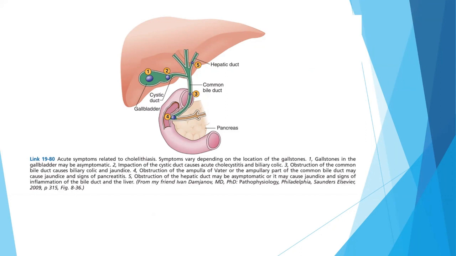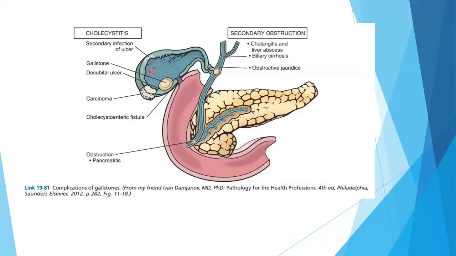Obstruction of the hepatic duct may be asymptomatic, or it may cause jaundice and signs of inflammation of the bile duct and the liver. So it is very important to know that the symptoms vary depending on where the stone is, and this will be tested in the USMLE examination. So please be confident in this topic.